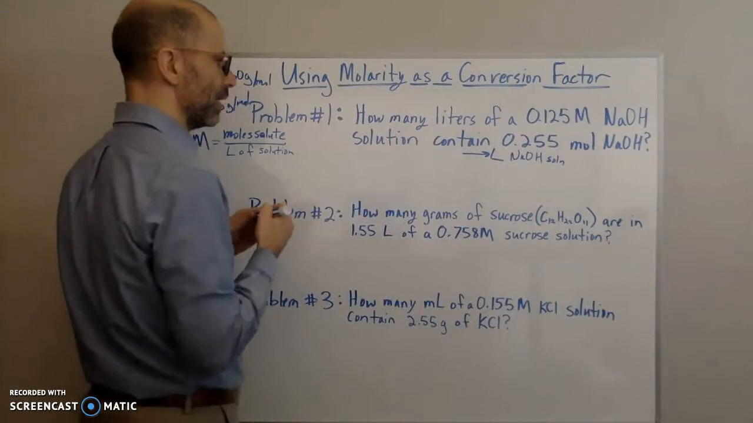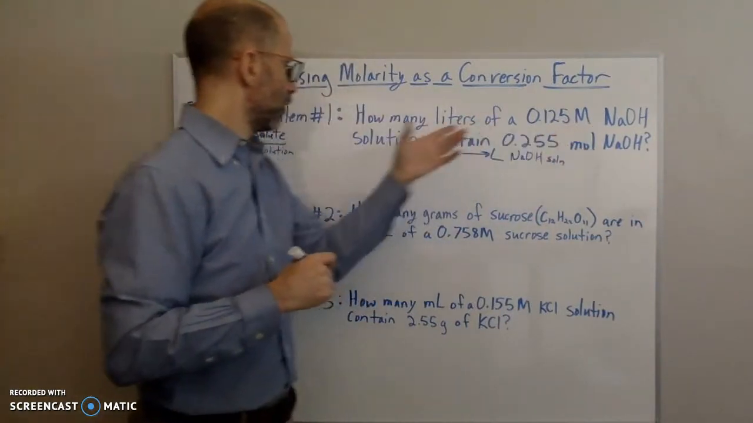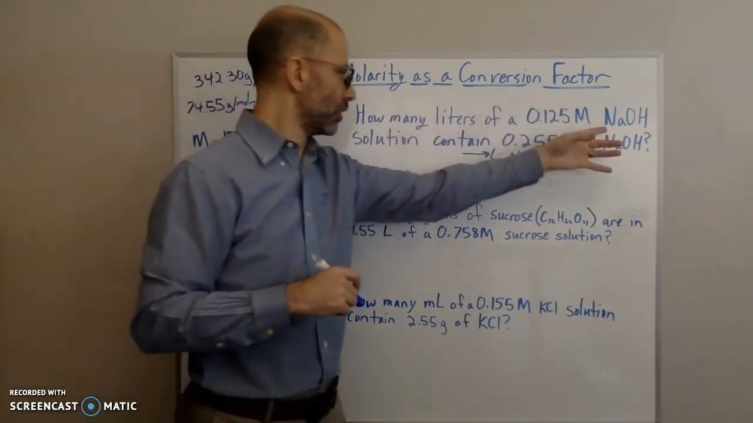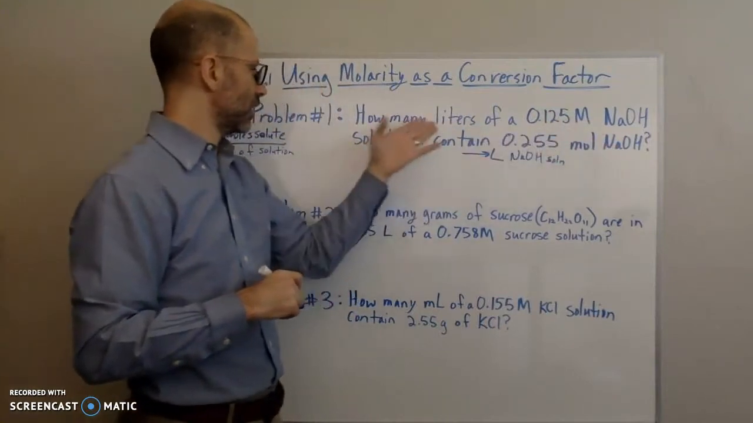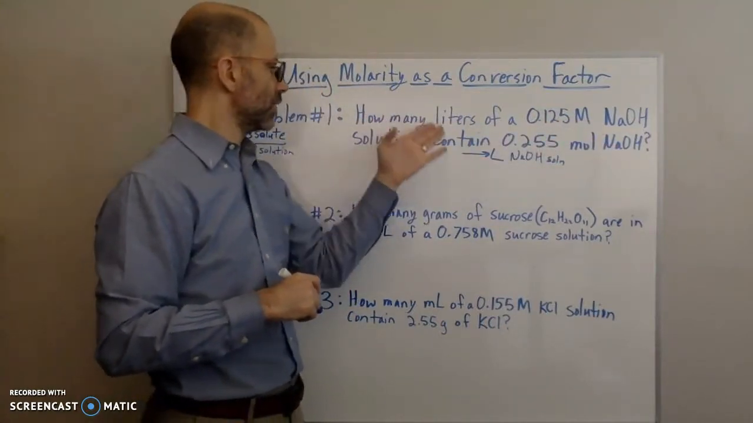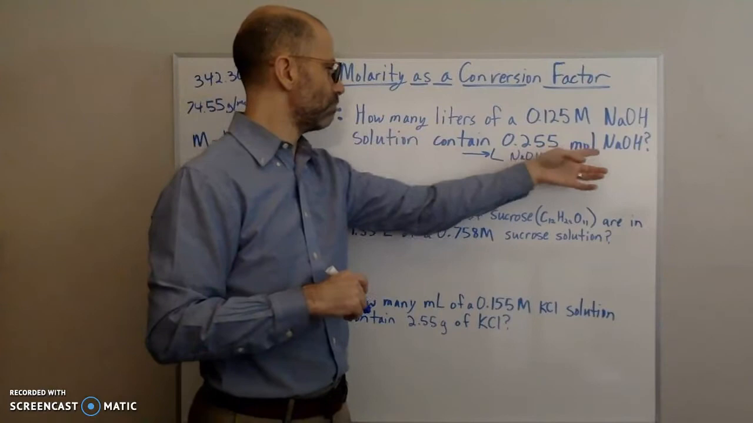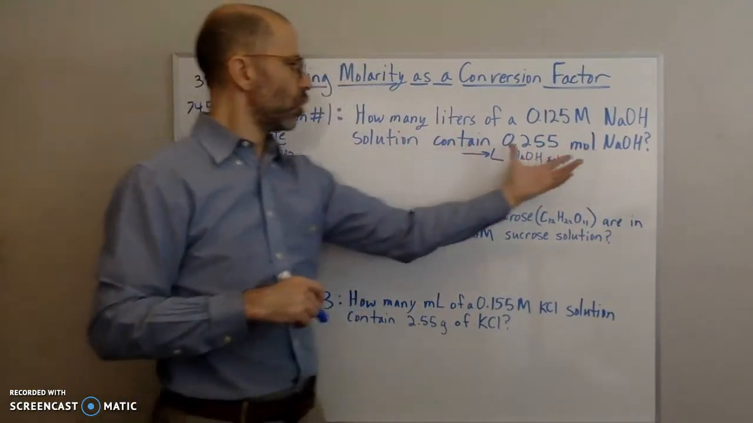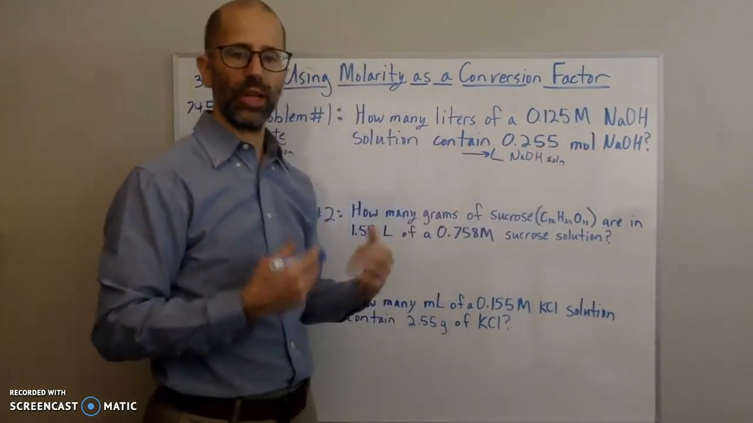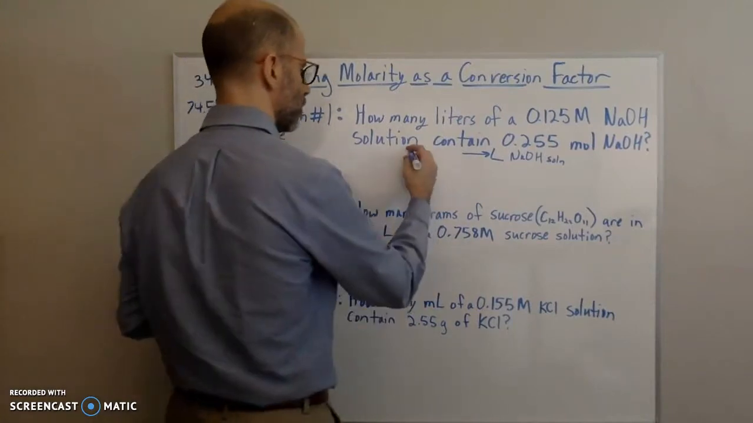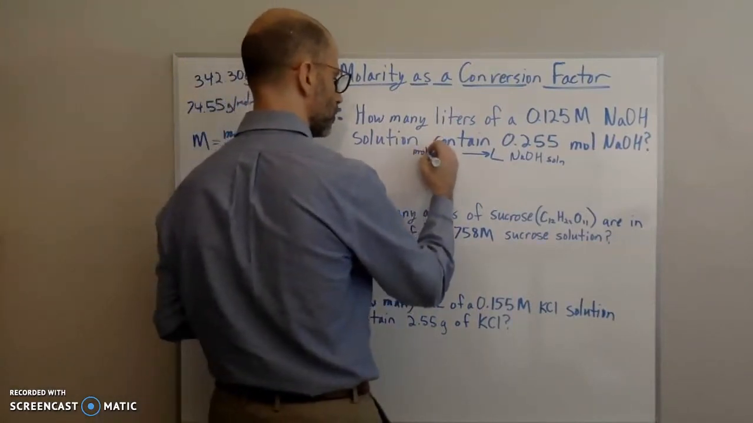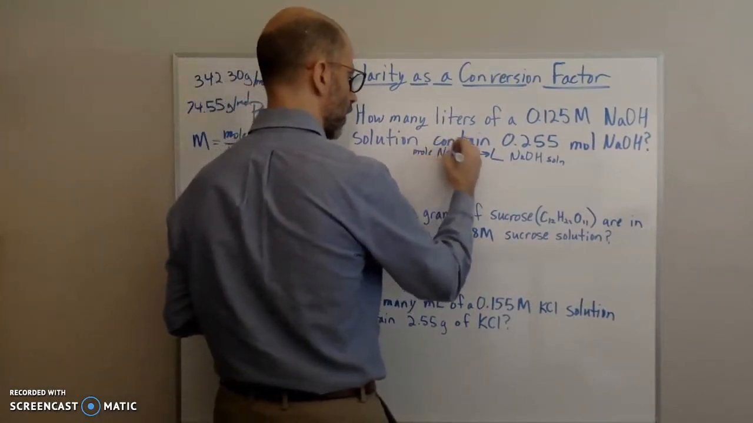And where are we going to begin? Well, if you keep reading, the rest of the question should tell us. So we need liters of NaOH solution that contain 0.255 moles of NaOH. So we need to start with the moles of NaOH they give us. So we're starting with moles of NaOH.